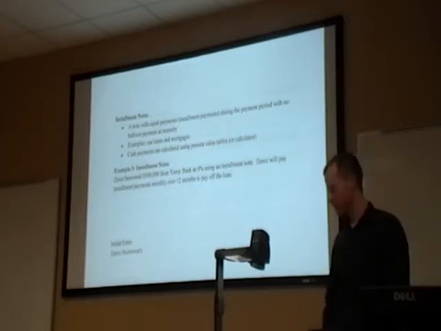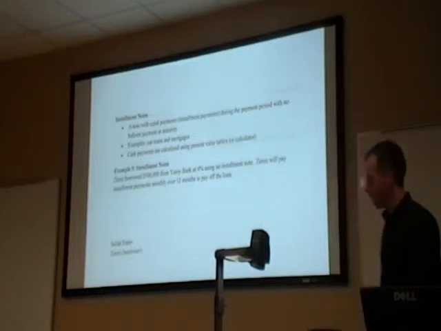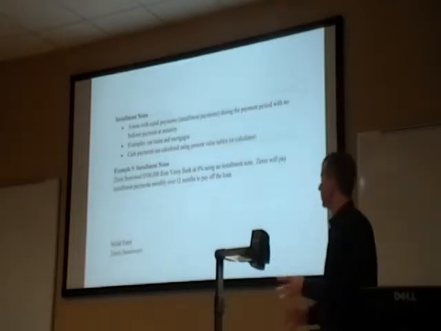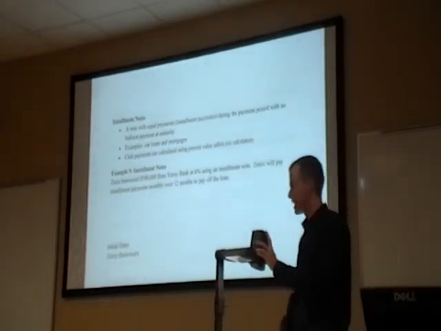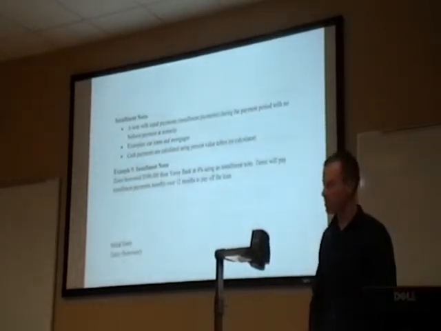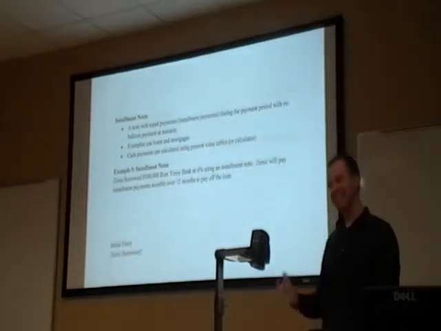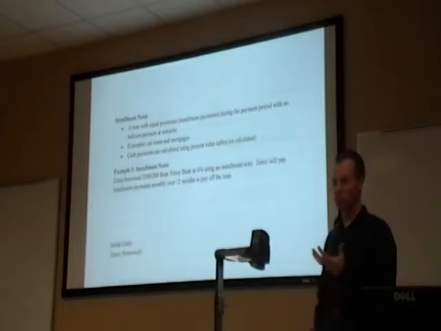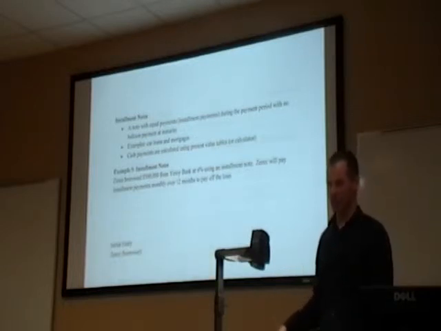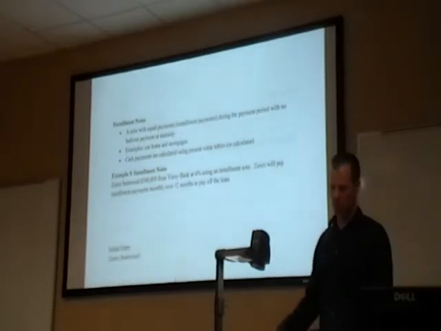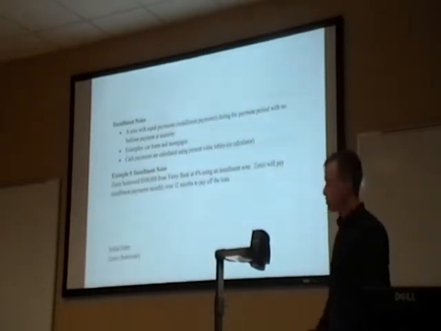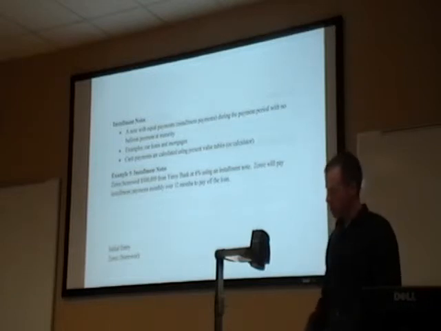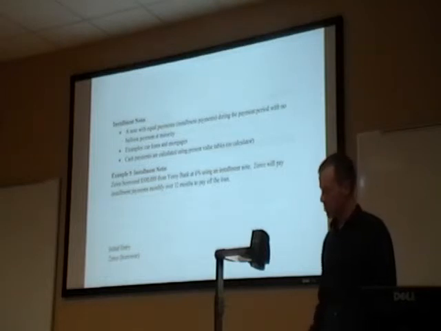So that's the way car, home, and student loans all work. So we're going to look at the accounting for those. They're pretty straightforward. We could easily skip this particular problem in this chapter if we wanted to, because probably all of you could figure this out. But when we get to leases, you're going to see that one type of them looks exactly like this. And so to prepare us for leases, we're doing this example here. So installment notes: a note with equal payments during the payment period with no balloon payment at maturity. Examples: car loans and mortgages. Cash payments are calculated using present value tables or the calculator.